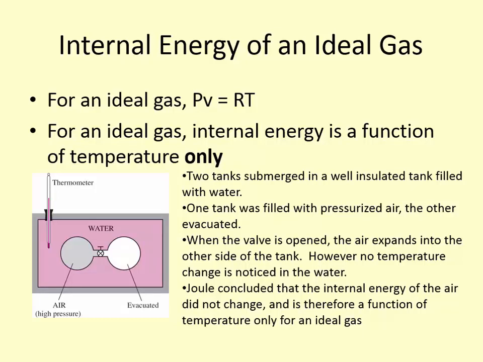So this conclusion allowed him and scientists of the time to understand that ideal gases behave slightly differently than a lot of other substances. They follow this ideal gas relationship where pressure and volume are a function of temperature. But even more than that, he found that internal energy was a function of temperature only. So that's a useful thing to know. Again, this only applies for ideal gases.